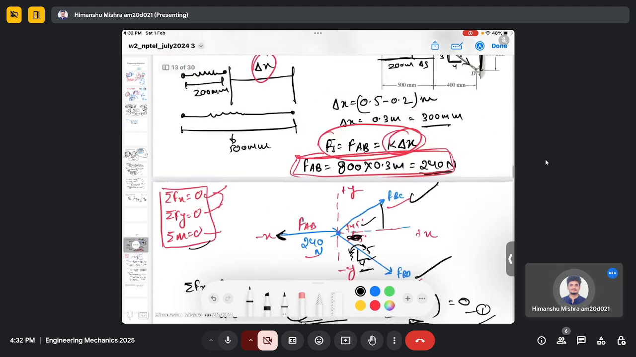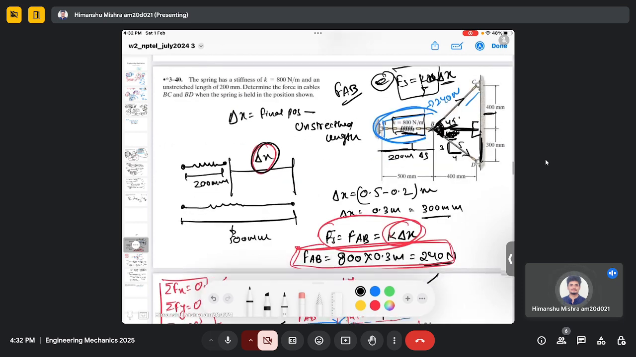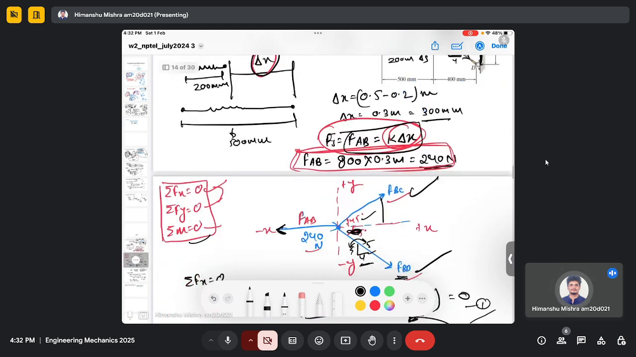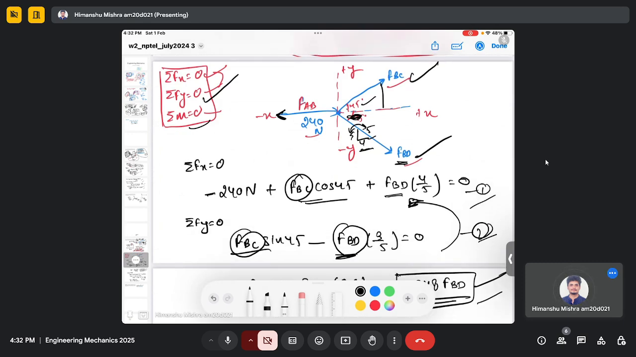So just to recap here, it was a similar question. The only difference is we have given the spring here in the cord AB. So we first need to evaluate the spring force in the cord AB, and that is actually equal to the force AB. So for that we first calculate the unstretched length delta x. Then using the spring force relation we calculate FAB, which equals the spring force. Then after that we made a free body diagram, and using the equilibrium equations we calculate the other unknown forces, which were FBC and FBD.